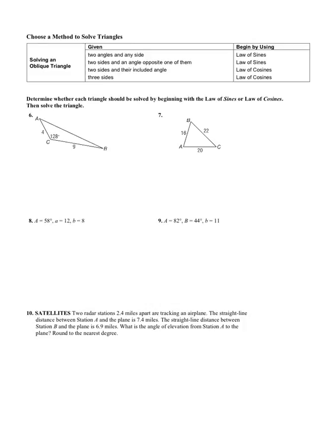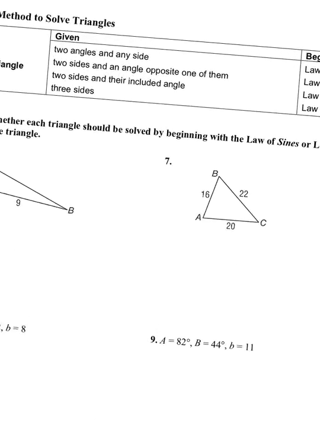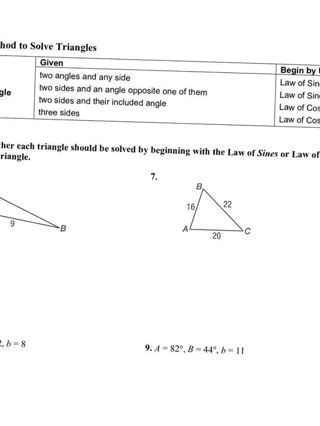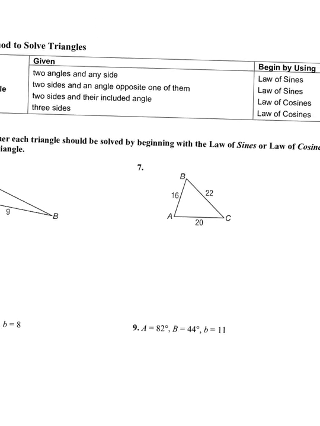All right, this is the second half of lesson 12.5 for Honors Algebra 2. Now that you know how to do the law of sines and law of cosines, it's important to know when you should use which of these laws. It just depends on what you're given. If you're given two angles and any side, you want to use the law of sines.